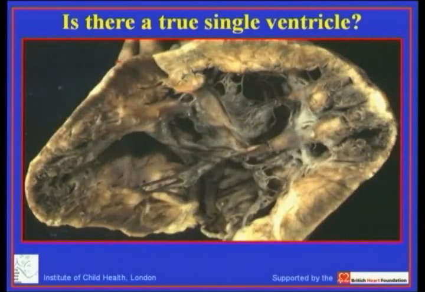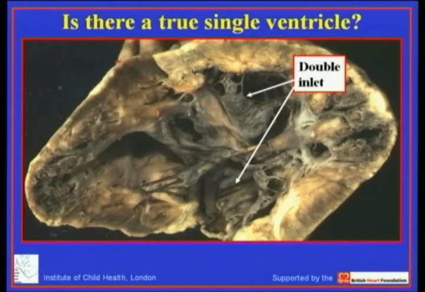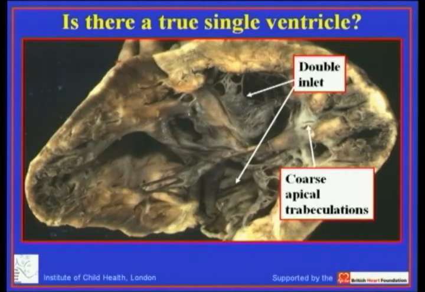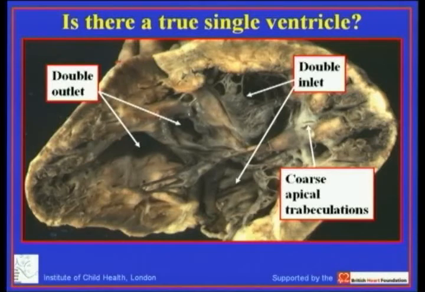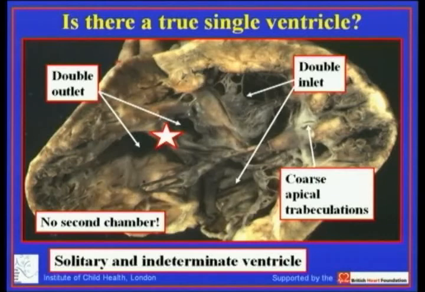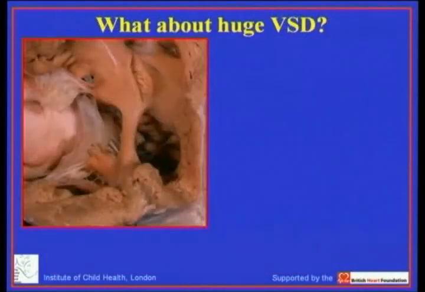We can have truly solitary ventricles. They are as rare as hen's teeth. This is the example from the Brompton Hospital, where there is double inlet to a chamber with exceedingly coarse trabeculations, double outlet. We looked everywhere for a second chamber. We couldn't find one. The only septal structure is the muscular outlet septum, and this is a solitary and indeterminate ventricle.